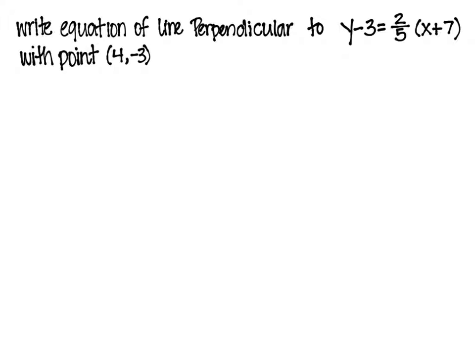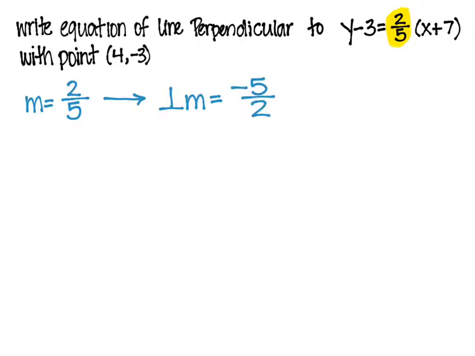Write an equation of the line perpendicular to this one right here. And we've got y minus 3 equals 2/5 x plus 7. And we have a point. Step number 1 is to identify the slope. And then we have to remind ourselves, if our slope is 2/5, then the perpendicular slope is the opposite reciprocal. So negative 5/2. And then we find our point that we have here, 4 comma negative 3.